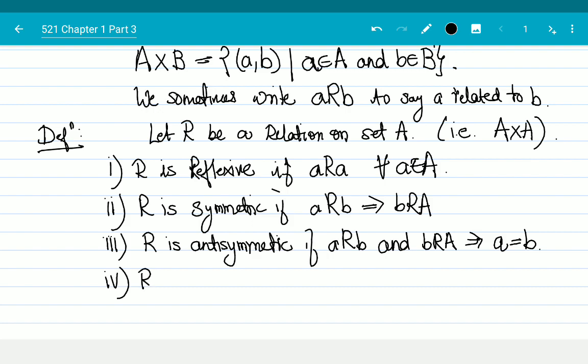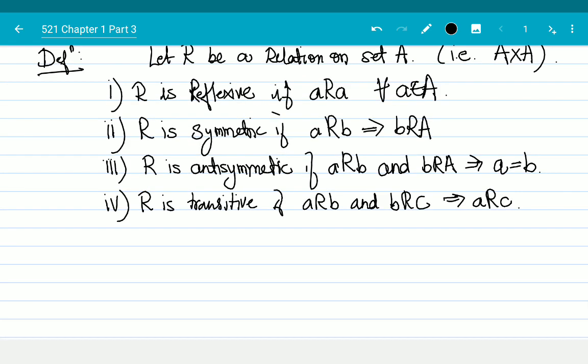Okay? R is transitive if A R B and B R C implies A R C. If A is greater than or equal to B, B is greater than or equal to C, then A is greater than or equal to C, right? This is an example of a relation. Some other examples include A is related to B if A divides B, okay? Or if they have a common GCD. All of these are relations.